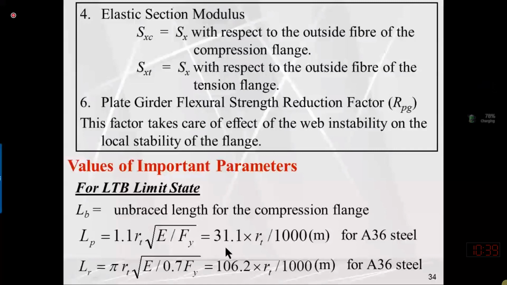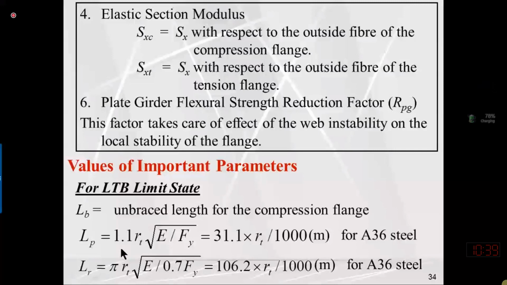So by dividing by 1000, we can convert into meter. Similarly, the LR value for a 3060 is 106.2. It means that if we want to compute LP and LR value, we must know the RT value. And what is the RT value?